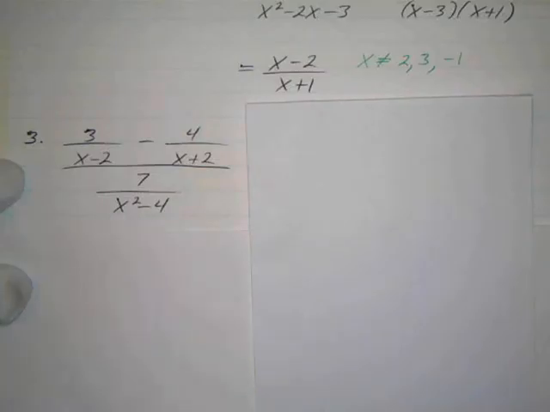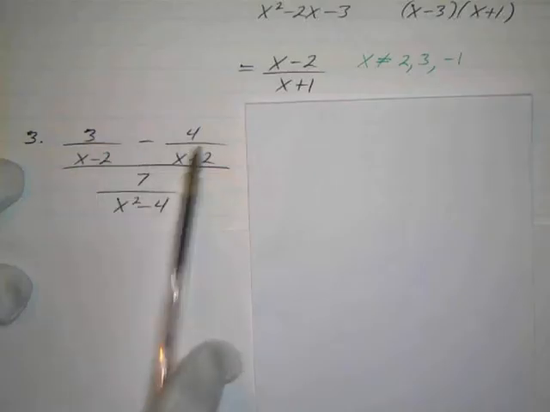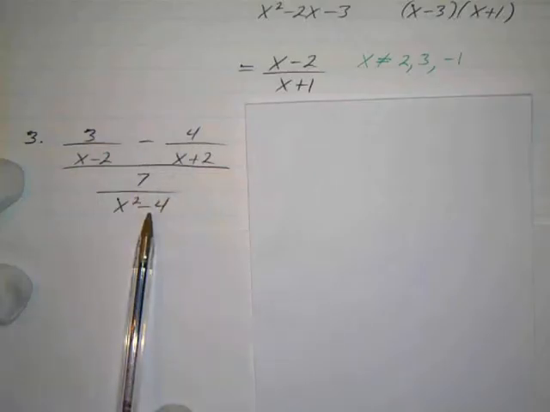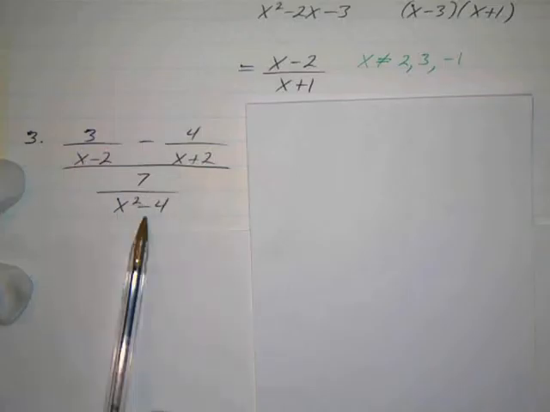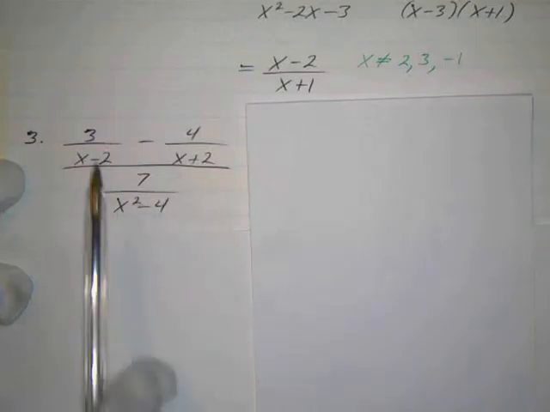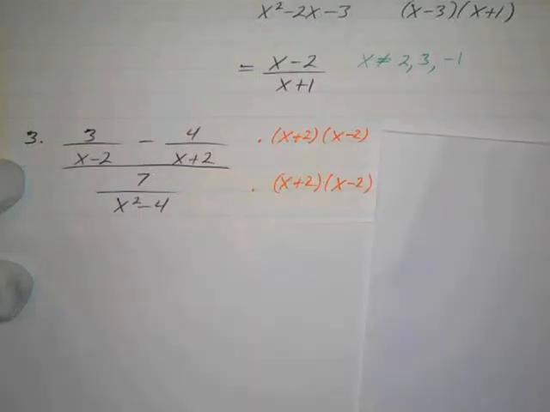Now I have a pretty good complex fraction because I've got fractions in the top and fractions in the bottom. And the least common denominator of all three fractions would be x squared minus 4. Now I can write that either as this or this. So I chose to write it as x plus 2 times x minus 2. So that's my LCD. So I multiply the top and the bottom by the LCD.